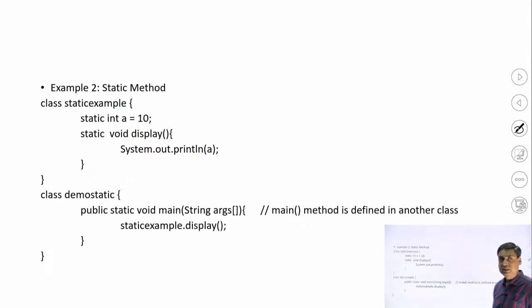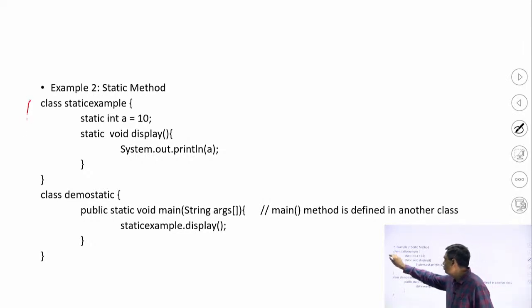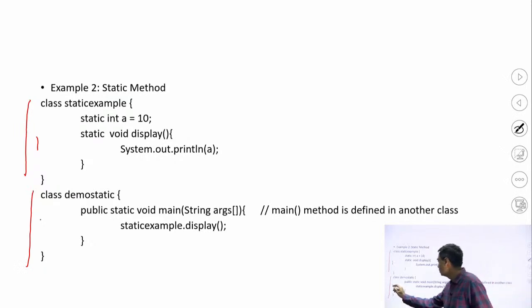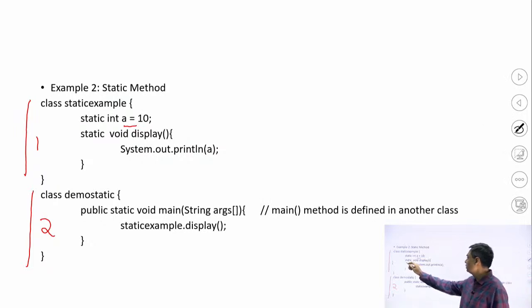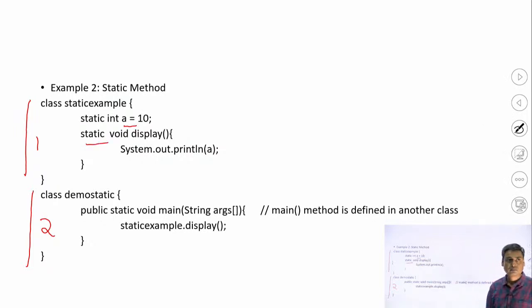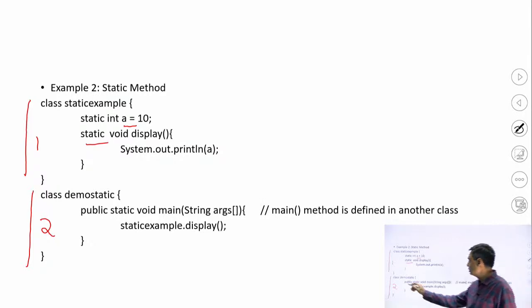One more example of static method. In this case there are two classes, class 1 and class 2. In class 1 we have created a static variable a, and there is a static method display. Then we have another class, class 2 DemoStatic. Then we have a main method.